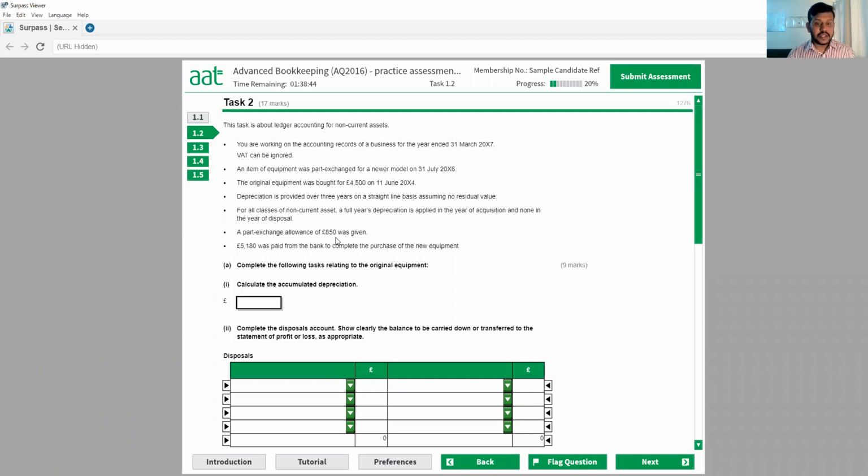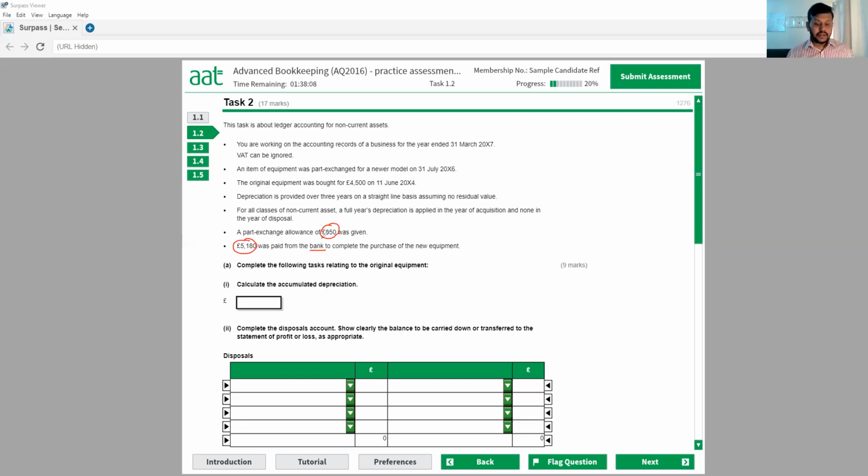A part exchange allowance of 850 was given. So this is the value they consider. When we give my old asset, they consider 850 for it as a part exchange value. 5180 was paid from bank to complete the purchase. That means I give my old asset, and on top of that, I give another 5180 to get the new one.